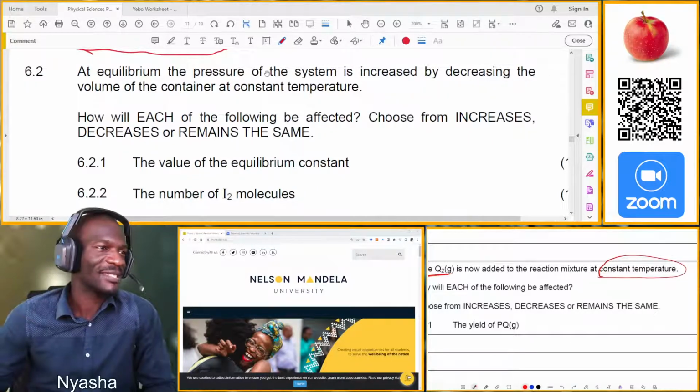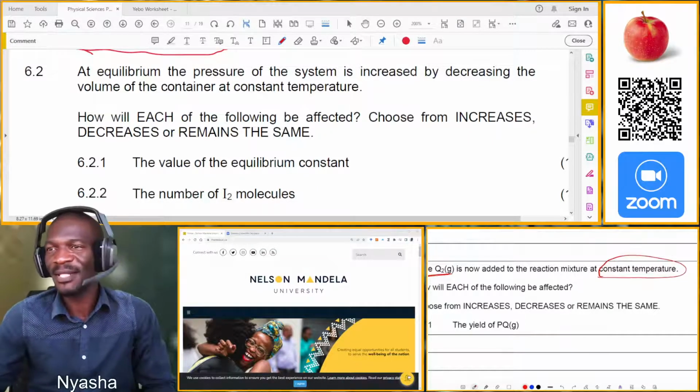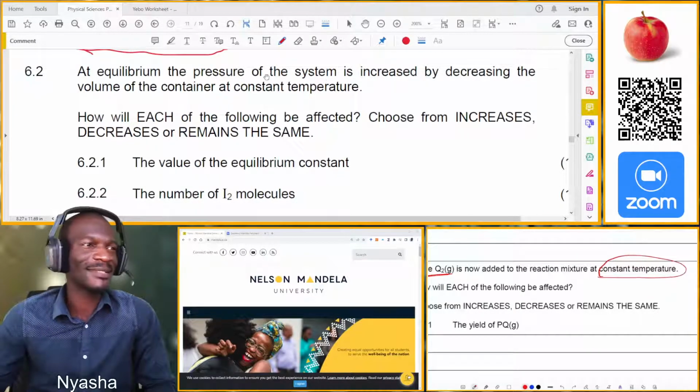What do you get? What happens? Yes, tell us what happens.